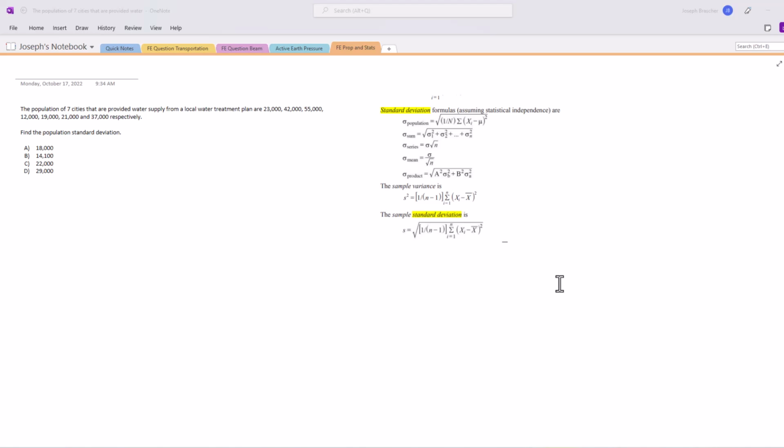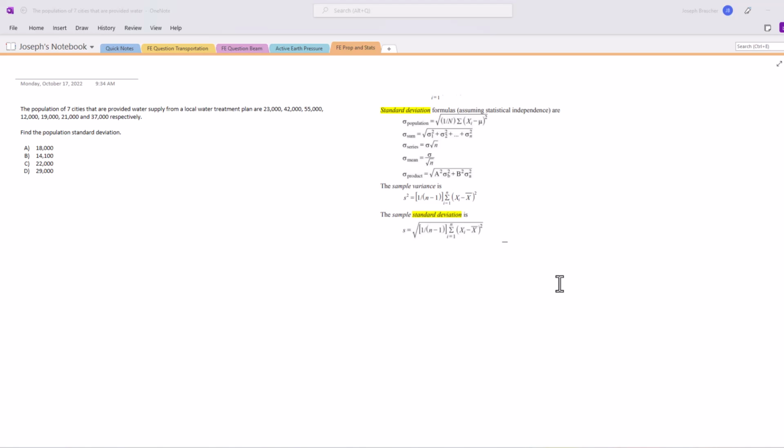Okay, let's get into this one here. So this one states, the populations of 7 cities that are provided water supply from a local water treatment plant are 23,000, 42,000, 55,000, 12,000, 19,000, 21,000, and 37,000 respectively. Find the population standard deviation. So we need to find the standard deviation.